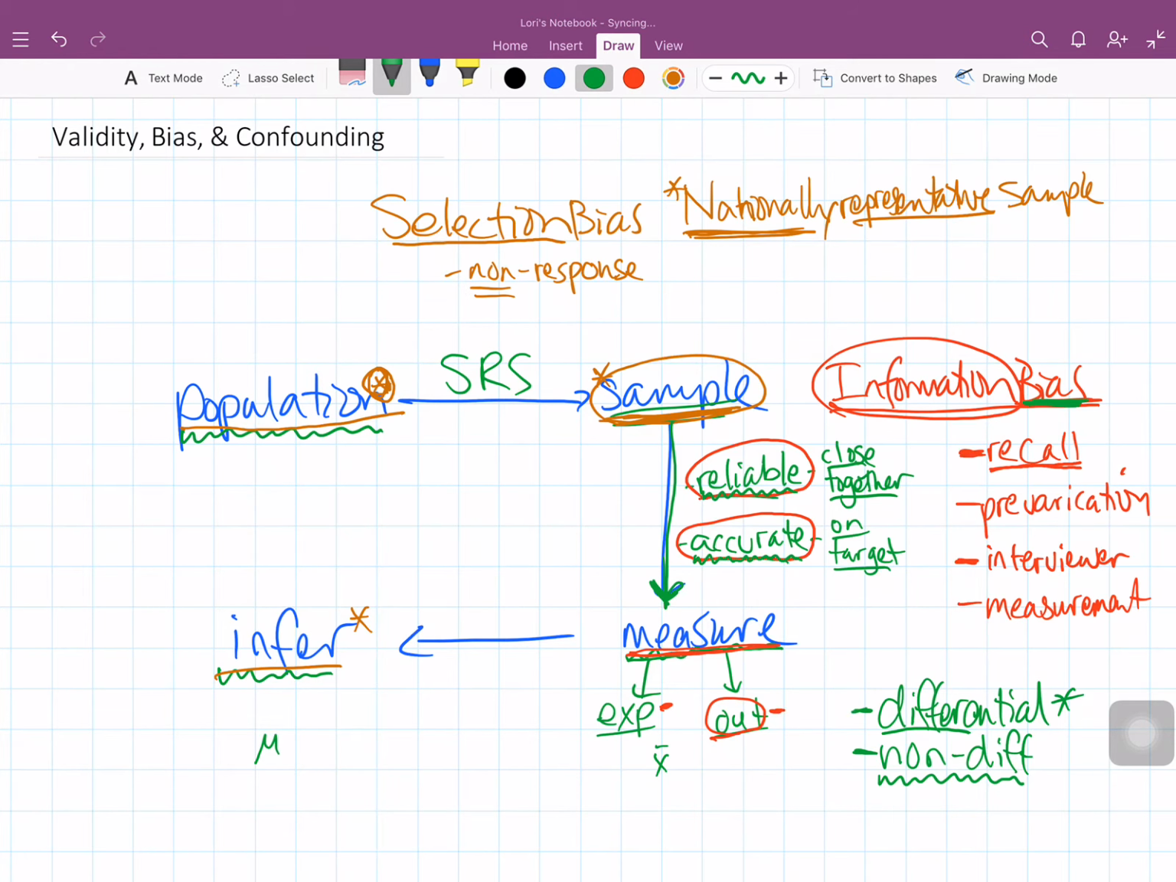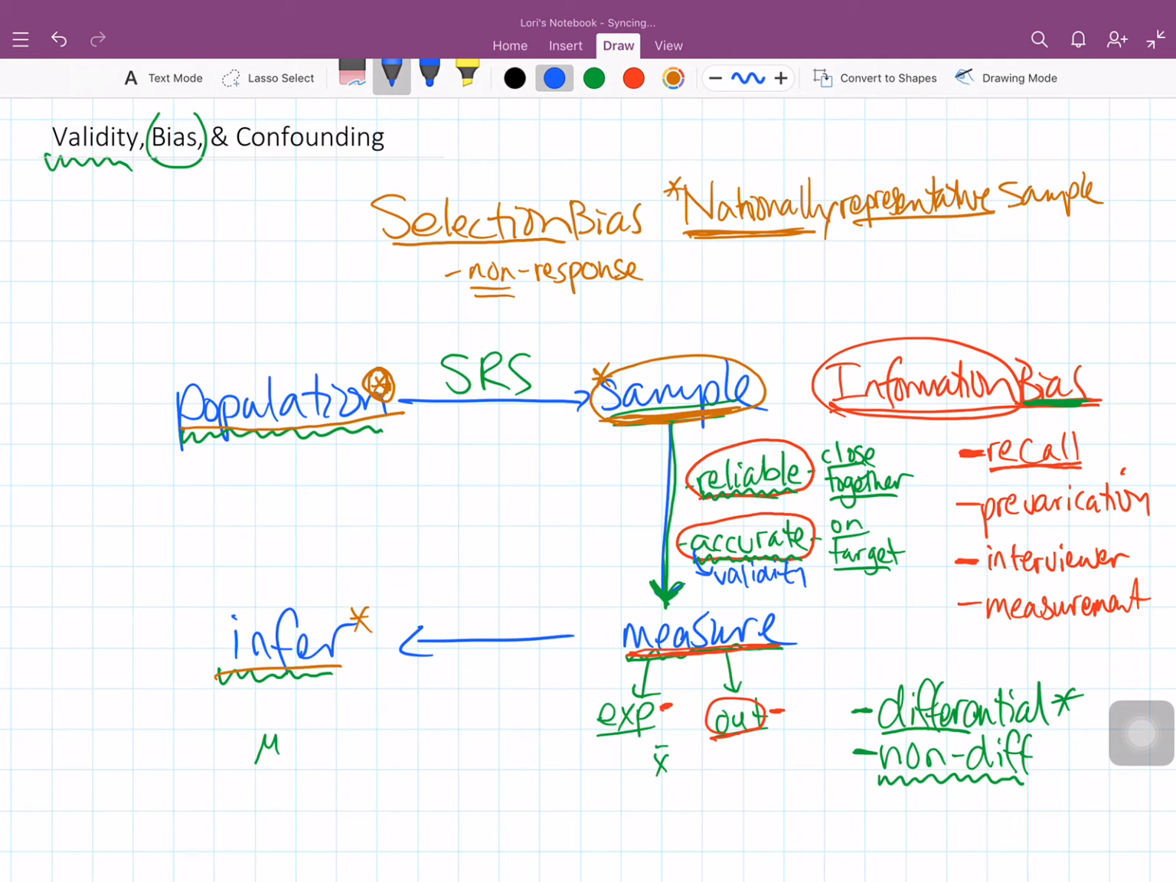So those are some examples of information bias. That brings us then to this whole concept of validity. Now, one way of thinking about validity, people actually, this whole concept of accuracy is synonymous with validity.